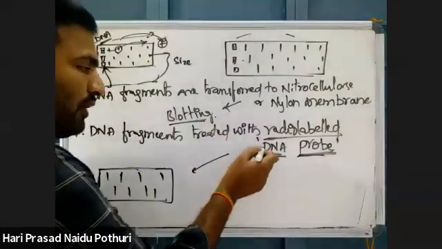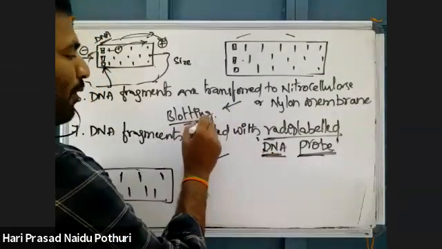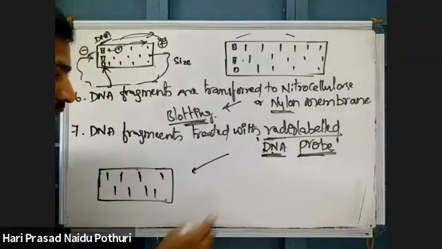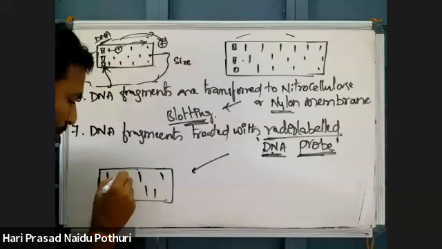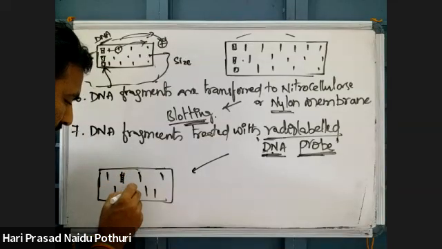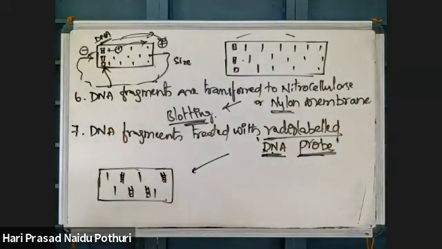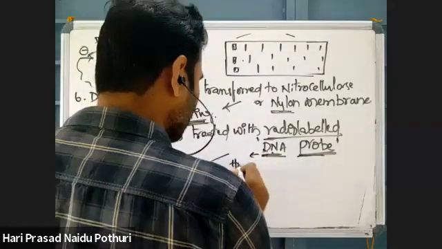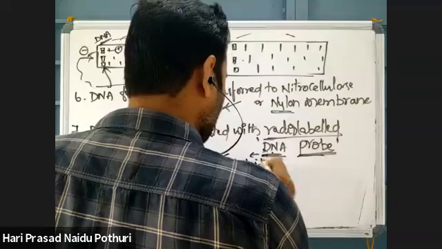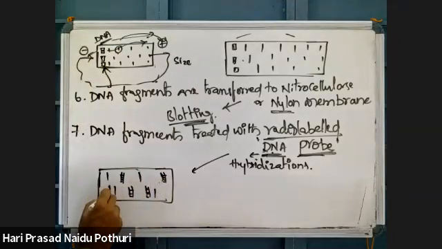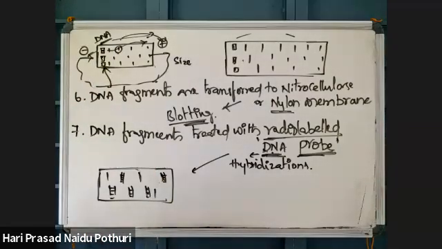When we add probes to this blotted nylon membrane, what happens? The probes which are complementary to the separated DNA fragments will bind with the DNA that has the complementary sequence. This is called what? Hybridization. What is hybridization? Binding of DNA probe with short DNA fragments. Hybridization takes place.